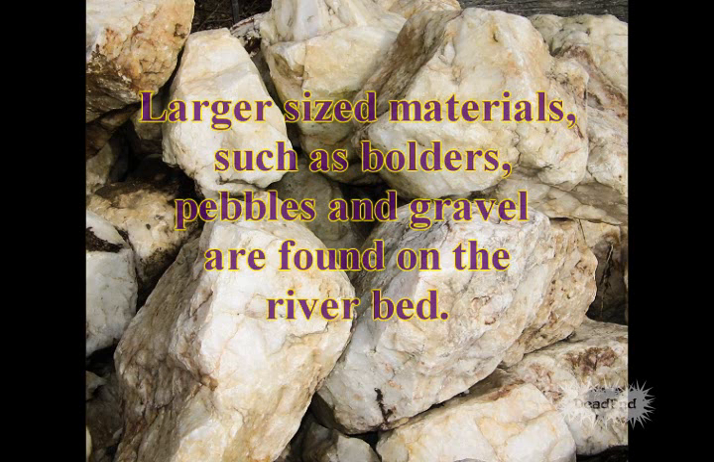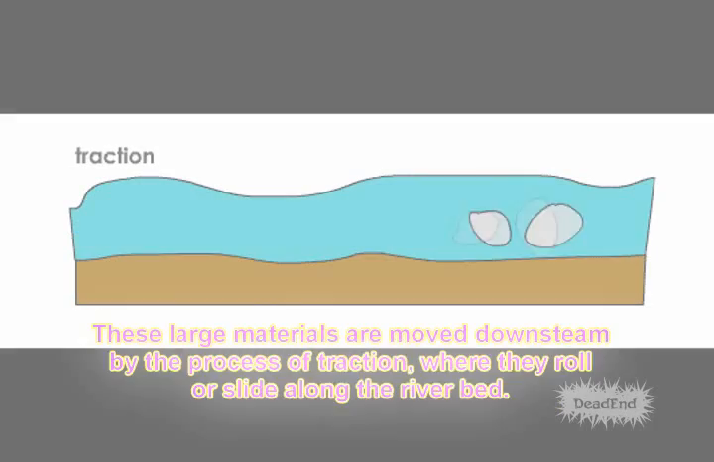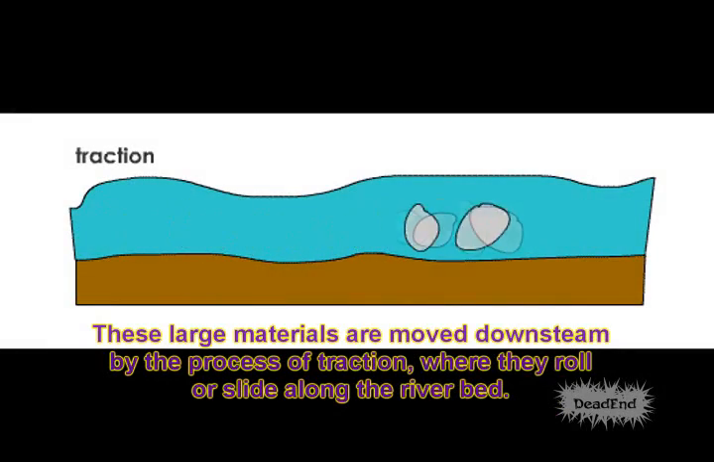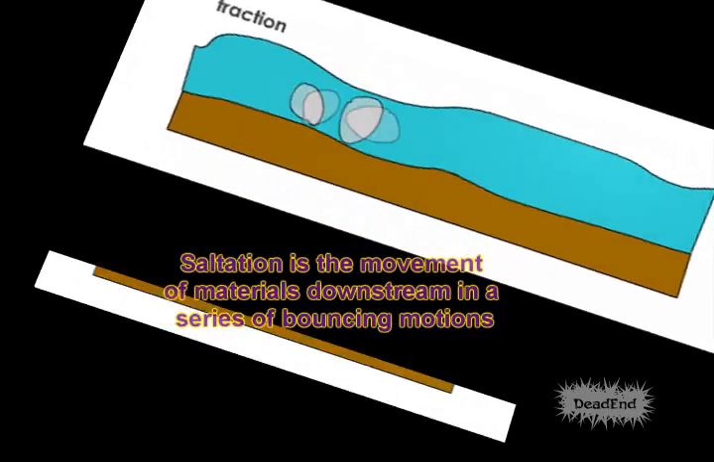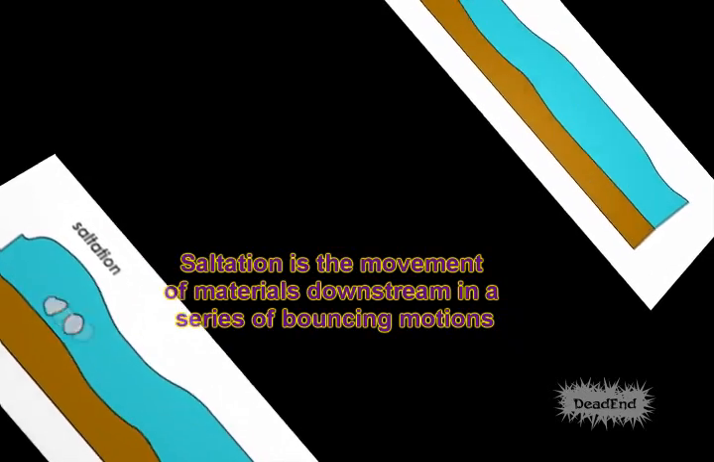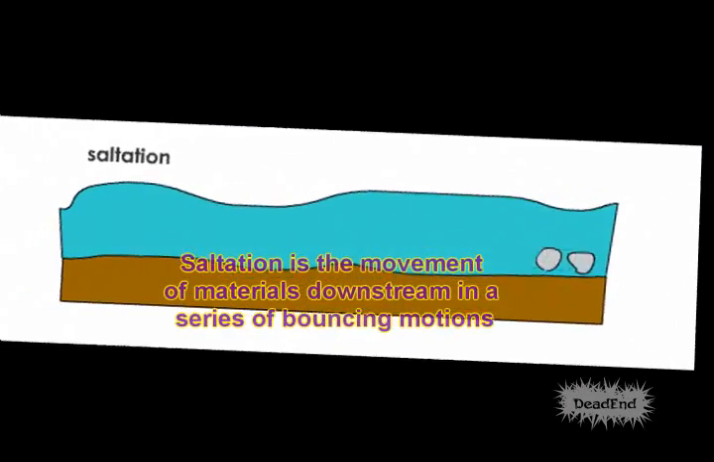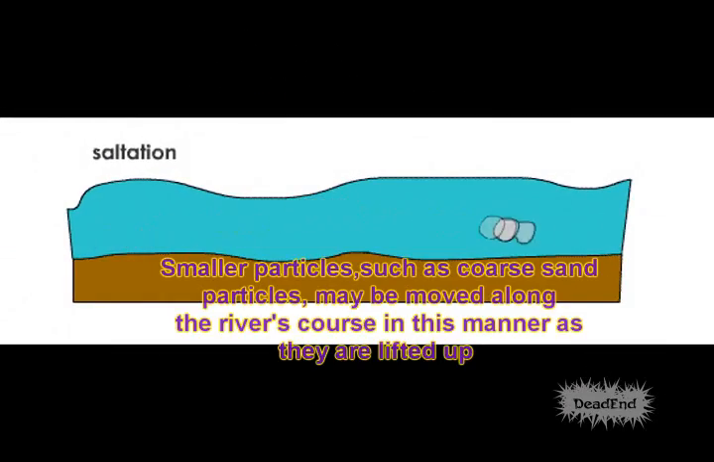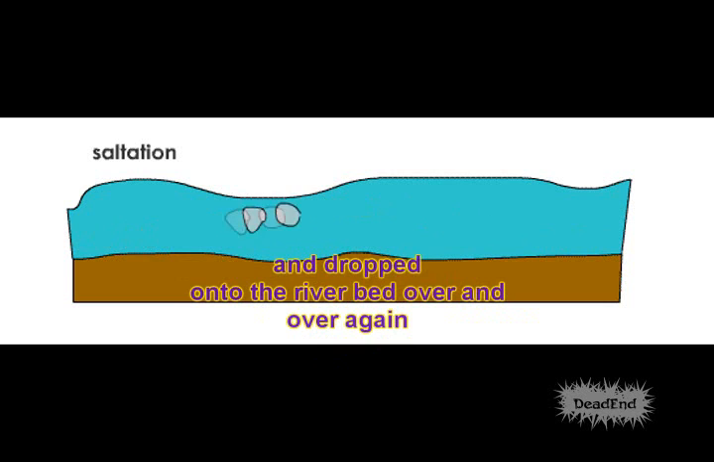Larger sized materials such as boulders, pebbles, and gravel are found on the riverbed. These large materials are moved downstream by the process of traction, where they roll or slide along the riverbed. Saltation is the movement of materials downstream in a series of bouncing motions. Smaller materials, such as coarse sand particles, may be moved along the river's course in this manner as they get lifted up and dropped onto the riverbed over and over again.